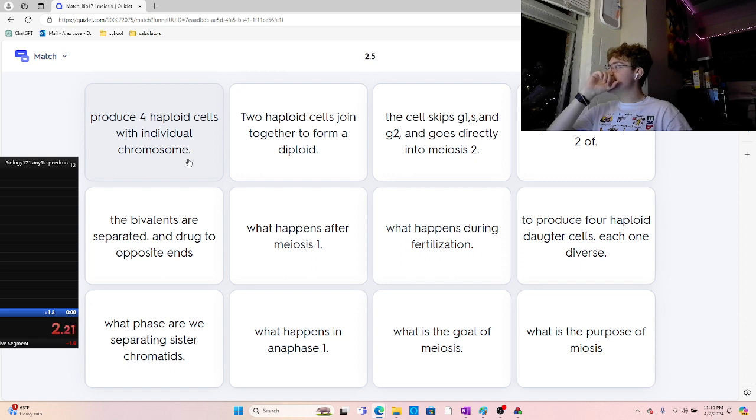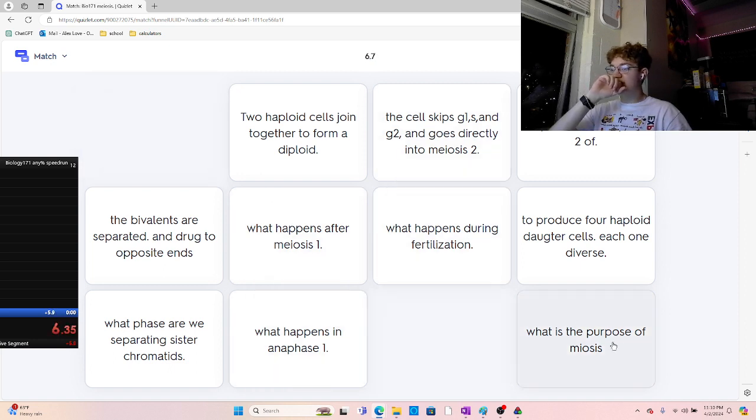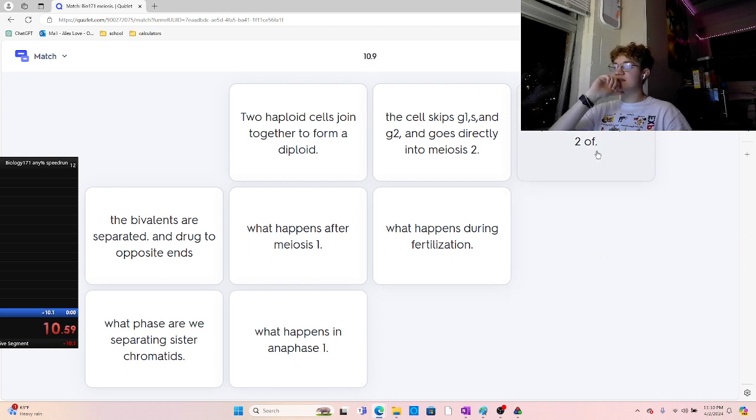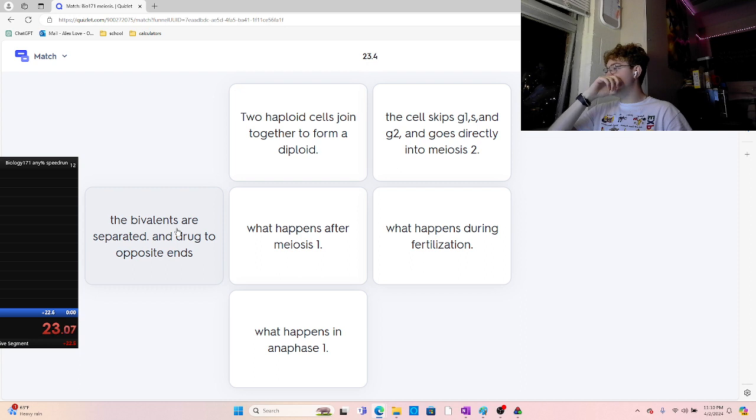Produces 4 haploid cells with individual chromosomes. That is the main goal of meiosis. What is the purpose of meiosis? To produce haploid daughter cells, each one diverse. Anaphase and anaphase 2 of meiosis is when chromatids. Anaphase is in mitosis, anaphase 2 is in meiosis, because anaphase 1 is also in meiosis. That's when sister chromosomes, bivalents, are separated and dragged to opposite ends. That is prophase 2. No, that is anaphase 2.